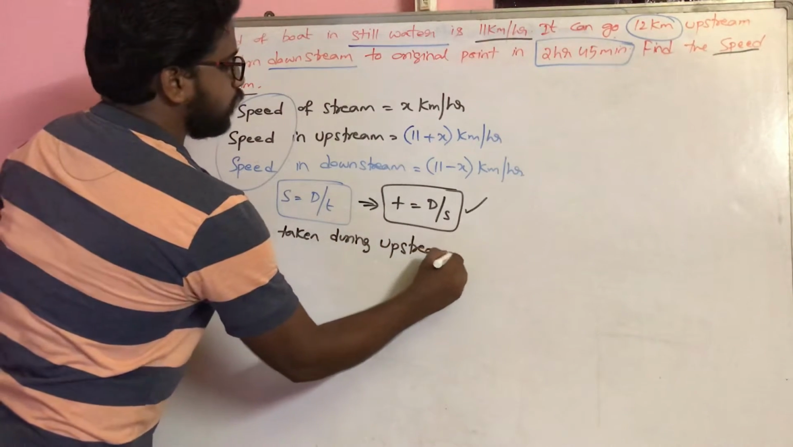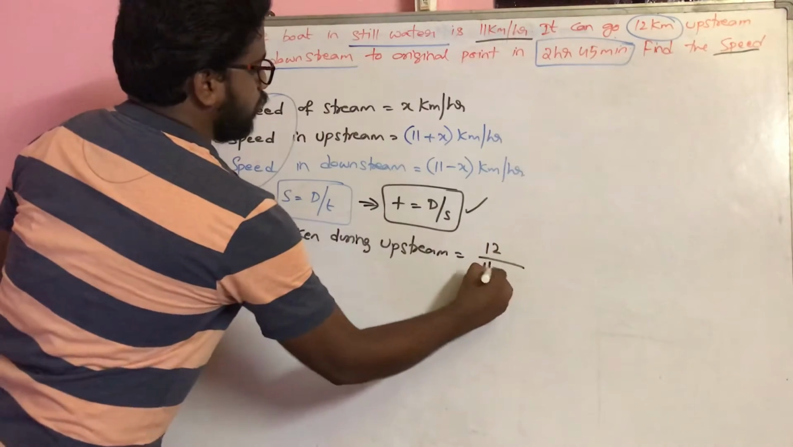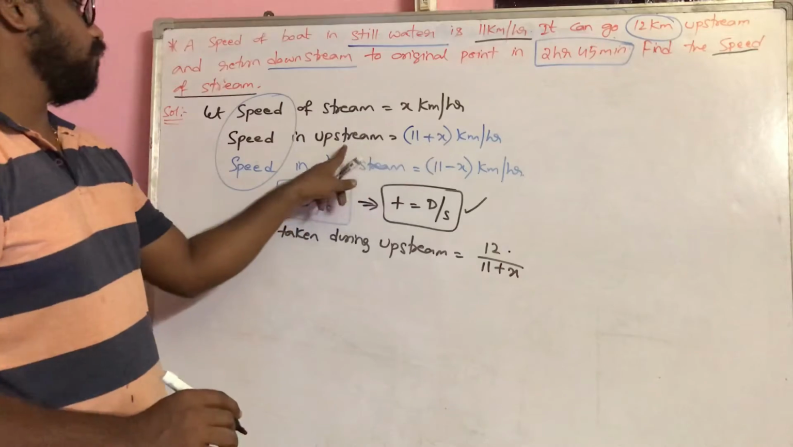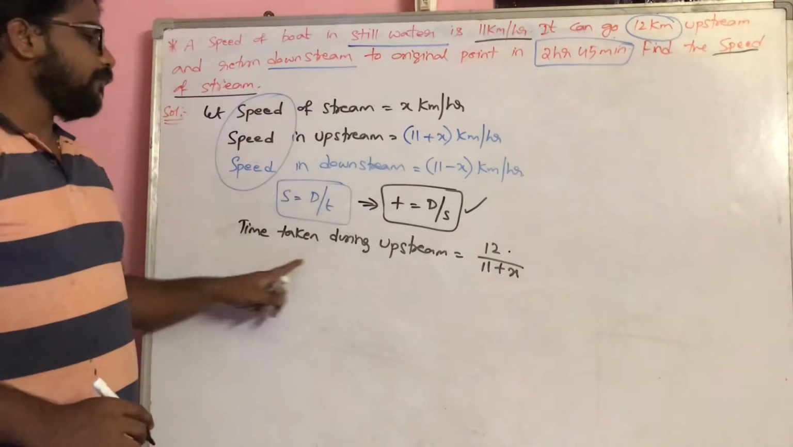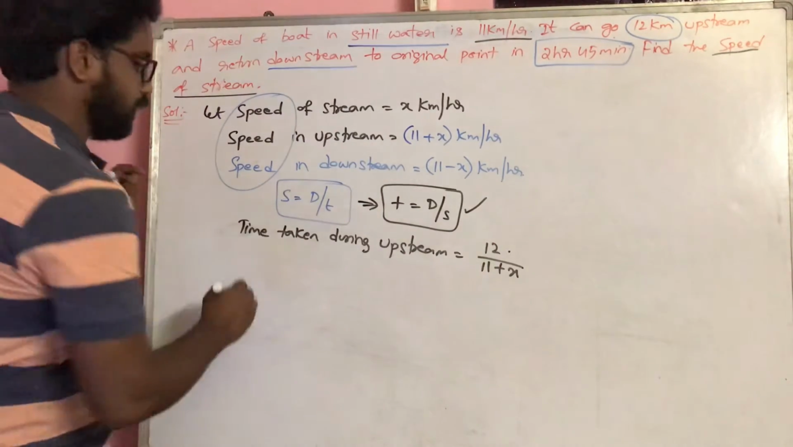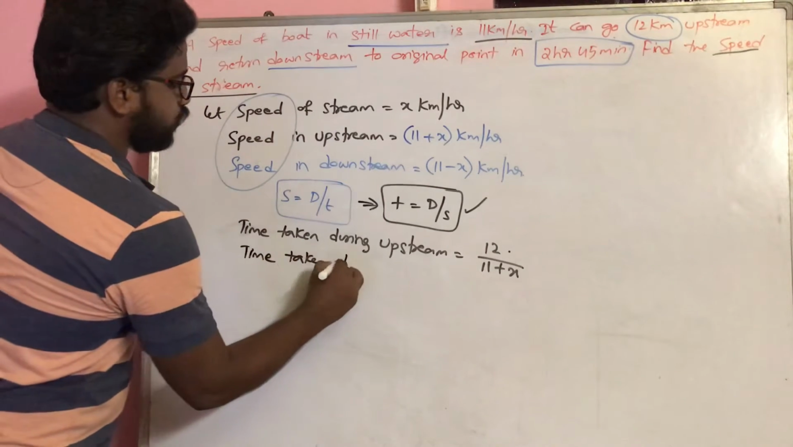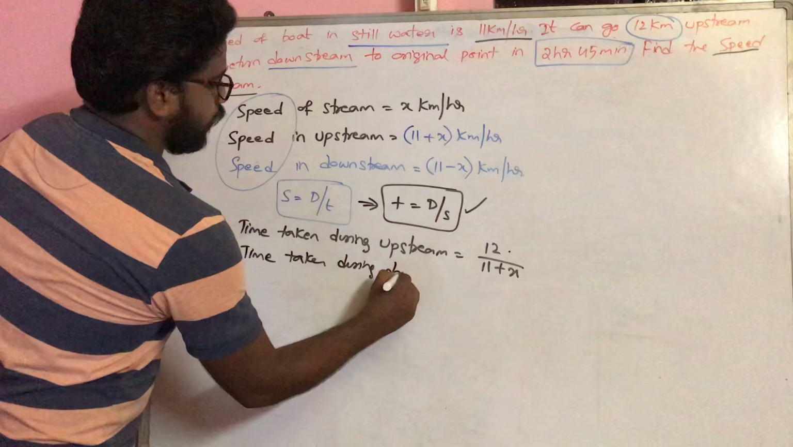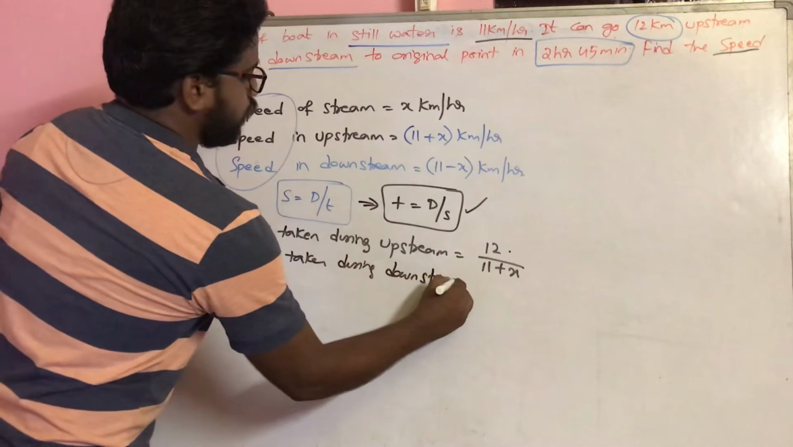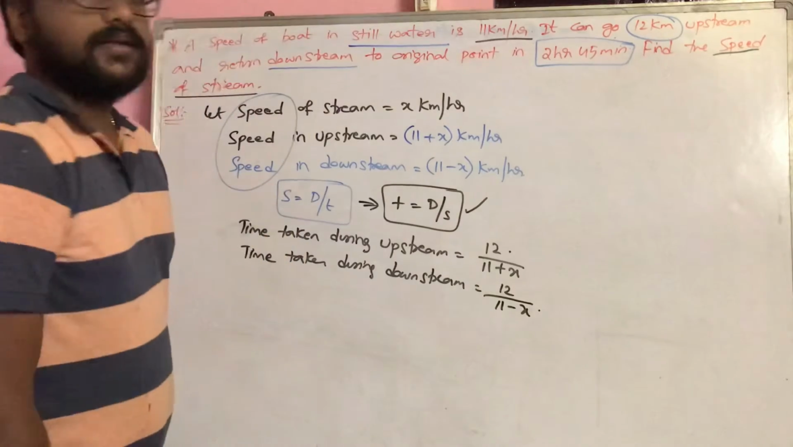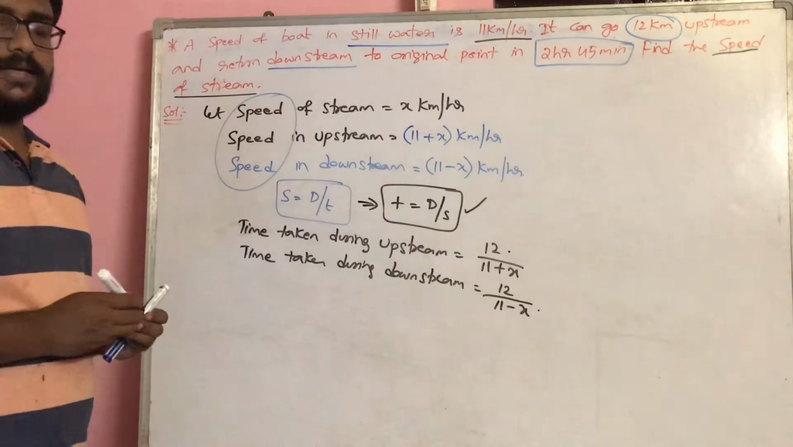So time is equal to distance divided by speed. The distance is 12 kilometers. The speed is 11 plus x kilometers per hour upstream. That's why the time taken during the upstream is 12 by 11 plus x. And obviously the time taken during the downstream will be the same formulation, distance divided by speed 11 minus x. So 12 by 11 minus x.